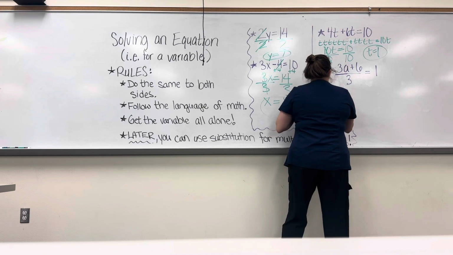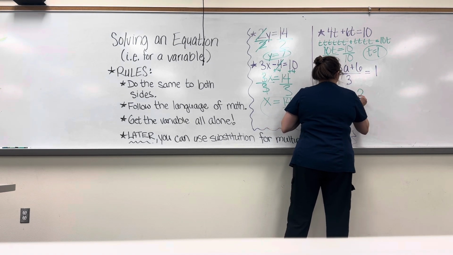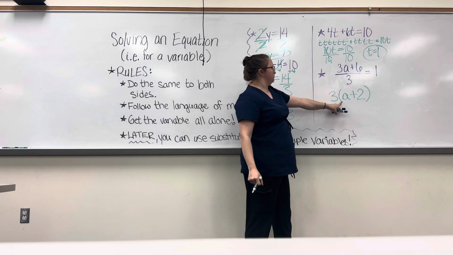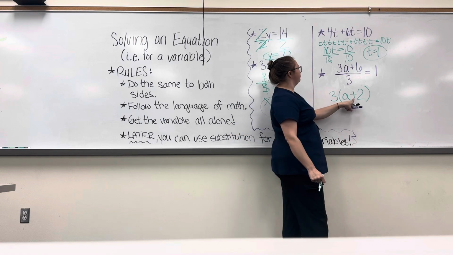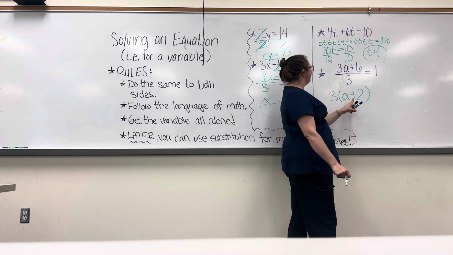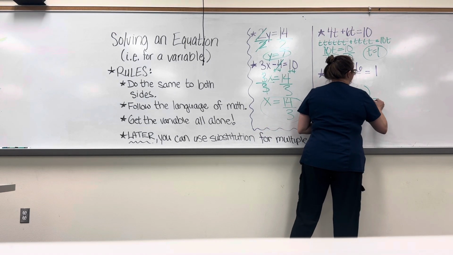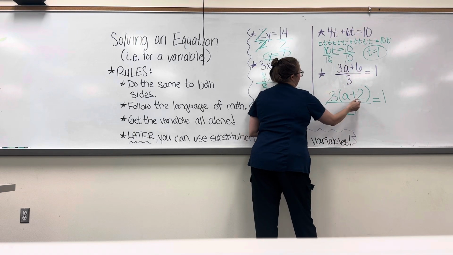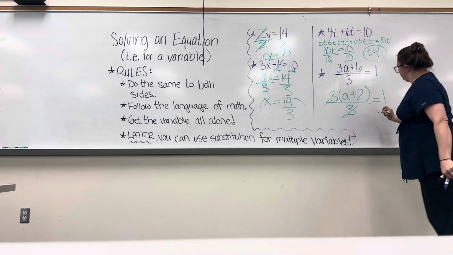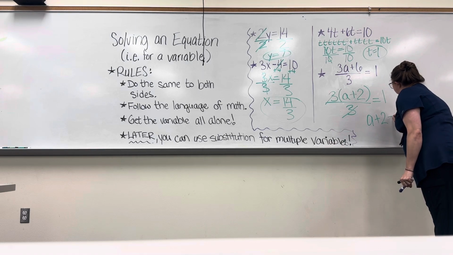So let's factor that 3 out, and you're left with a plus 2. 3 divided by 3 is 1. There's an understood 1 in front of that a. Plus 6 divided by 3 is 2. All over 3 equals 1. Those 3s cancel. 3 divided by 3 is just 1. So now we've got a plus 2 equals 1.